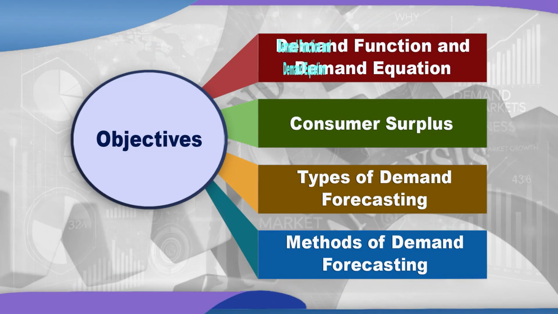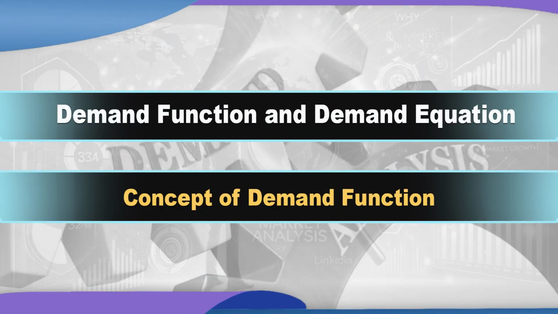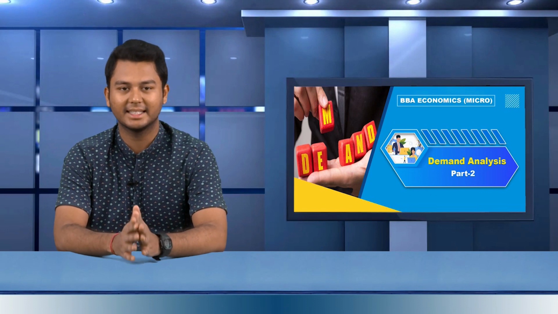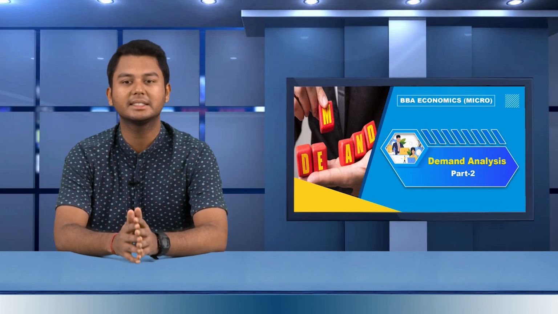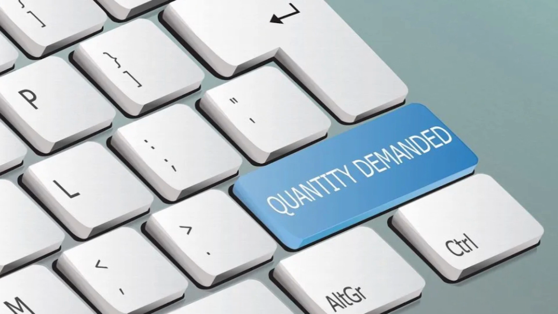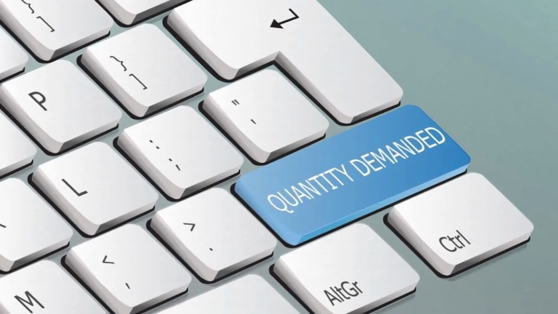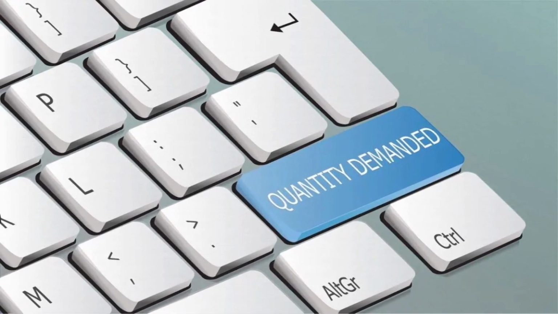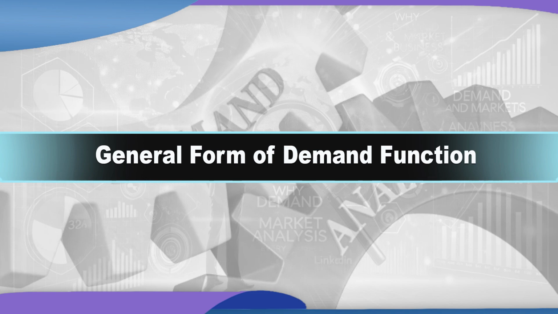So let us start with the first topic, that is demand function and demand equation. Let us look at the concept of demand function. A demand function is a mathematical expression that shows the relationship between the quantity demanded of a good and the various factors that influence it. Let us look at the general form of demand function.